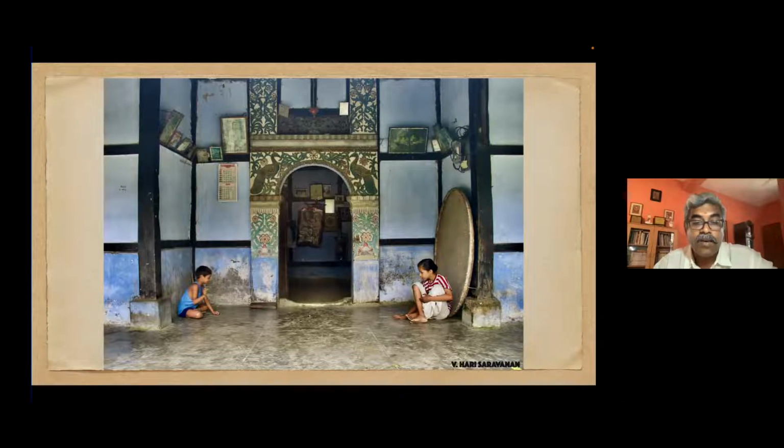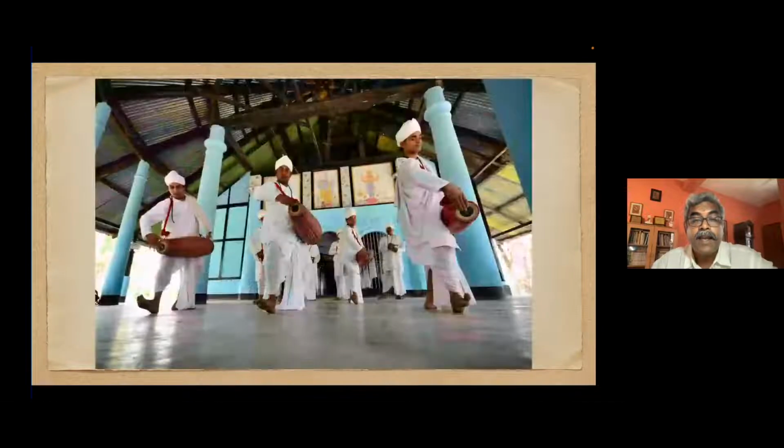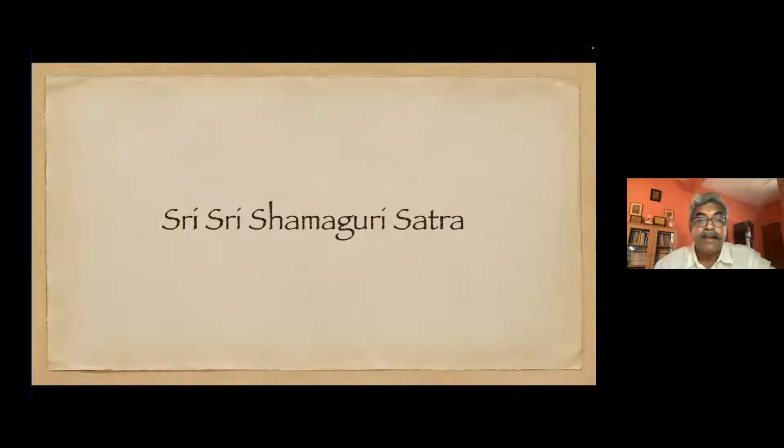Young monks are free to play with the other village kids over here, like you see the young monk on the right playing with a friend of his using marbles. Now this is what this particular Satra is known for: the intricate wooden stucco work on their archways and so on, and the Gayan Bayan dance performance by the Satra inmates.